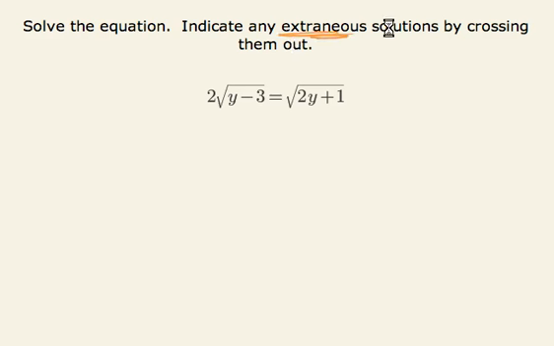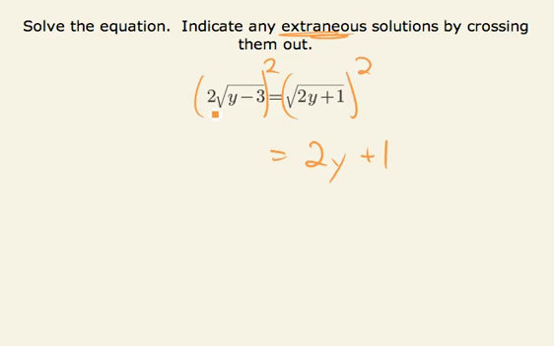So that's why we need to make sure that at the end of this problem, we check our answers and see whether or not they're actual solutions to this problem or if they were extraneous solutions and don't really work in our case. So let's go ahead and square both sides of this equation. We'll square the left and we'll square the right. And on the right, I have a square root of something squared, so I just get the innards, just get that radicand, 2y plus 1.